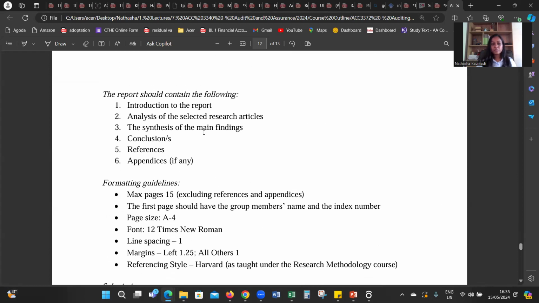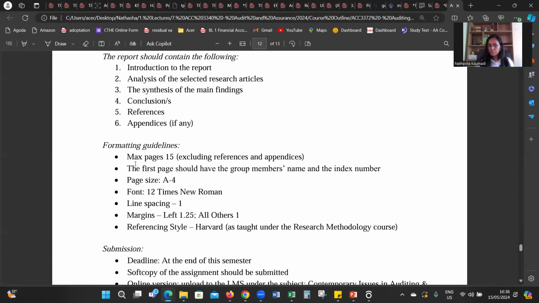And here, the report content is also given. The report should contain the following: an introduction to the report, you need to write an introduction. Analysis of the selected research articles, you need to analyze the 10 articles. The synthesis of the main findings, summarizing the main findings. Conclusion, references and appendixes if any. Formatting guidelines are also given. Maximum you can go up to 15 pages, excluding references and appendix.